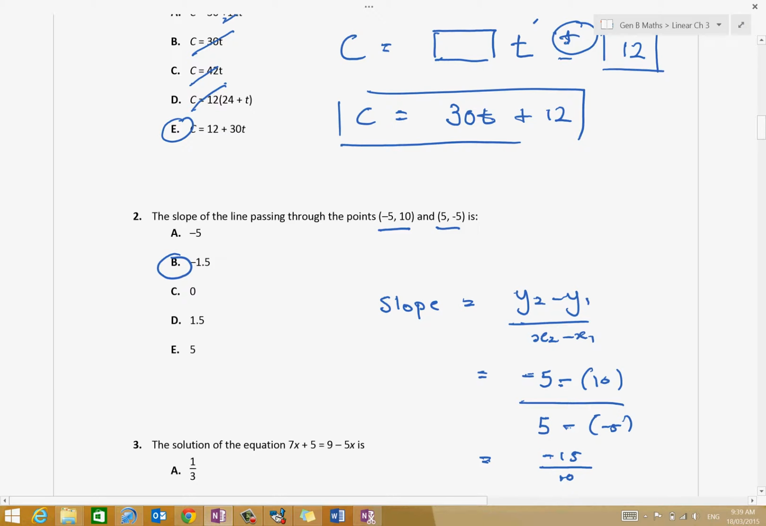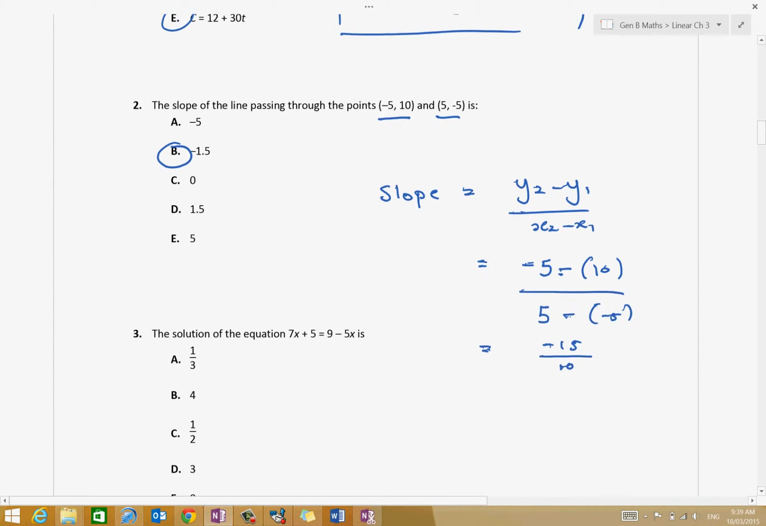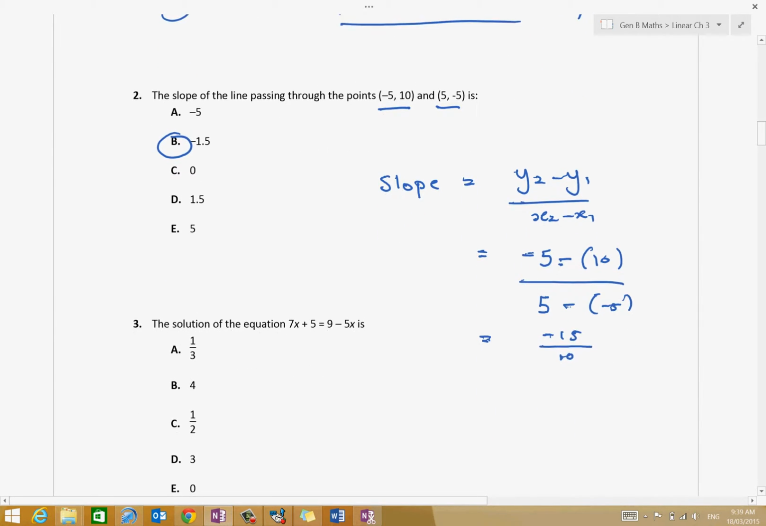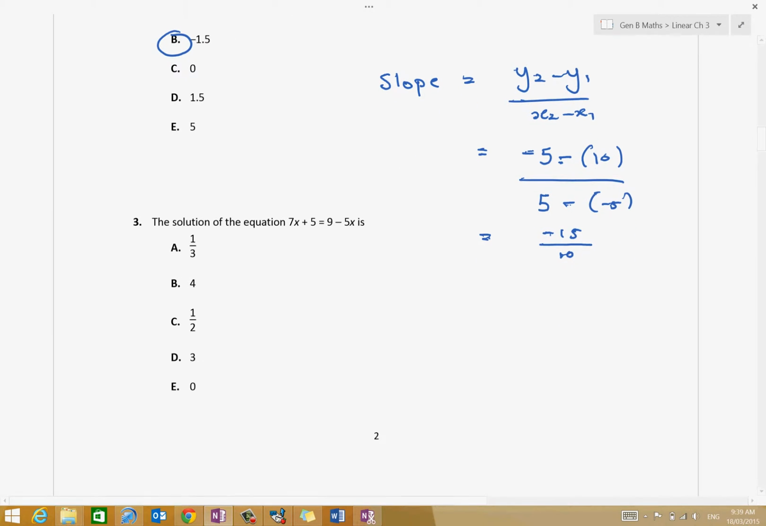Can I get a show of hands of students who got that correct? What about students that didn't get that correct? Okay, Ezio. Did you get it correct? Okay, good.